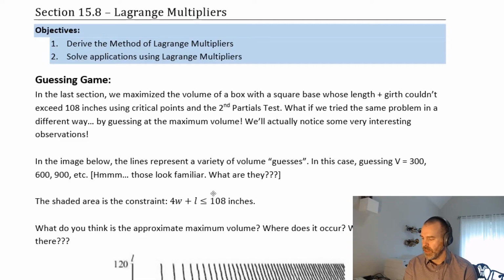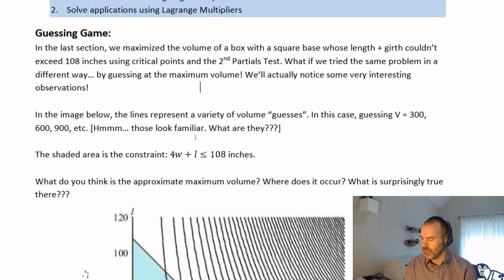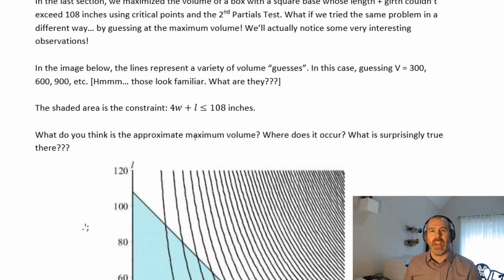All right, so first let's talk about what this method is. We're going to introduce this with just an example to illustrate how it works and develop the idea, and then we'll get a process and do an example.